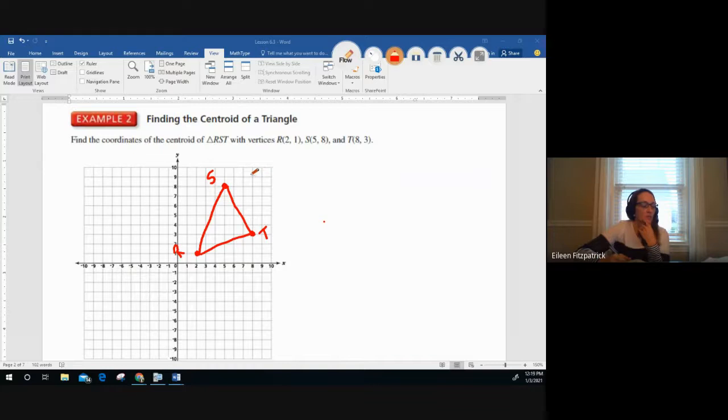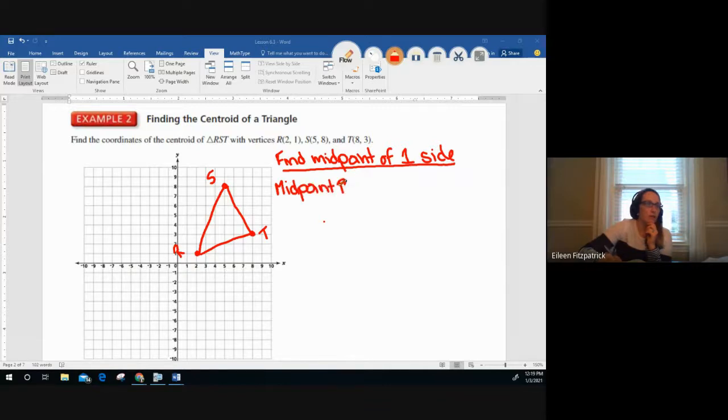So I'm going to find the midpoint of one side, okay? And it's up to you which side. I'm going to choose to find the midpoint of RT. So to find the midpoint of RT, it's the average of the x's, 2 and 8, 2 plus 8 divided by 2. And the average of the y's, 1 plus 3 divided by 2.